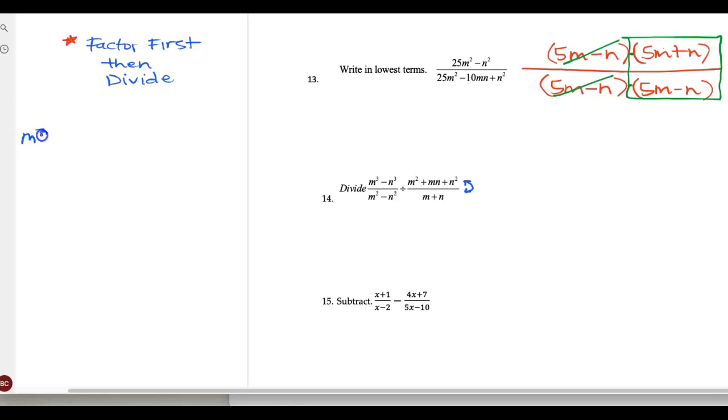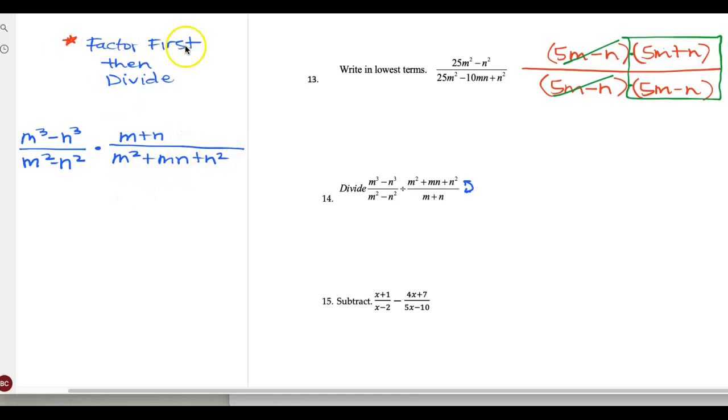So I'm going to have m to the third minus n to the third, I don't know why m's and n's are always tongue twisters for me, over m squared minus n squared. And then, like I said, I'm going to flip this. So I'm going to have an m plus n on the top, and then this trinomial on the bottom, m squared plus mn plus n squared.